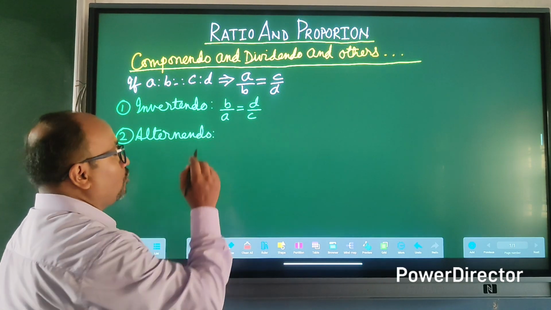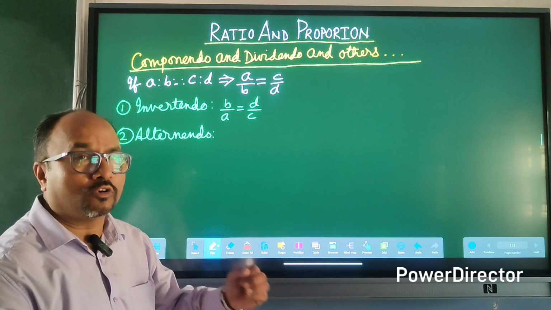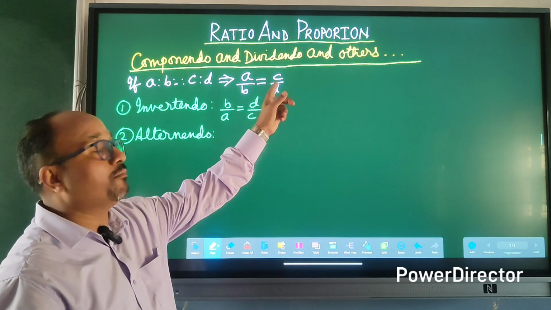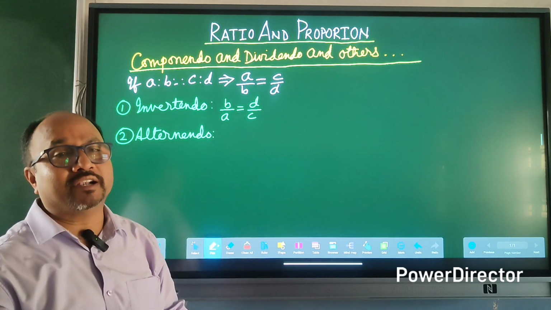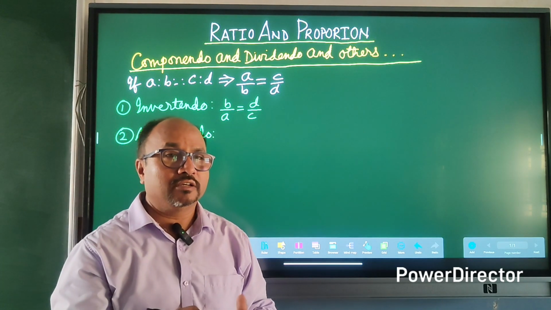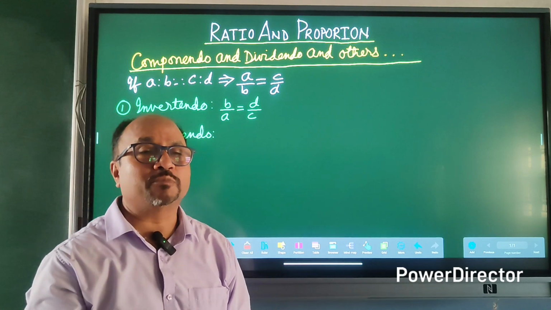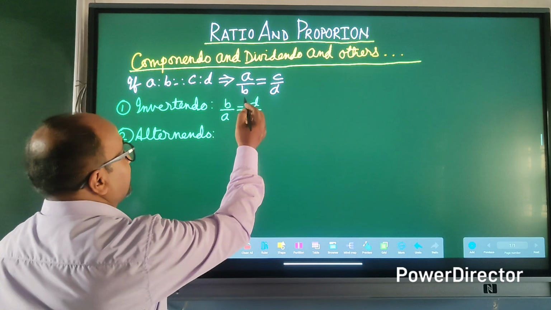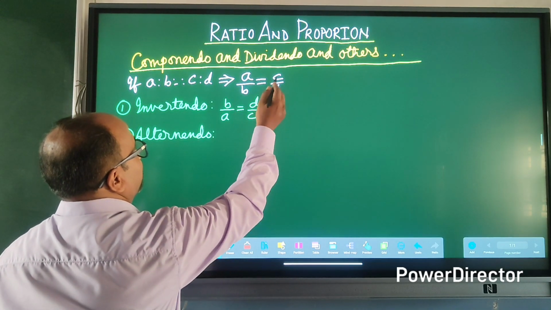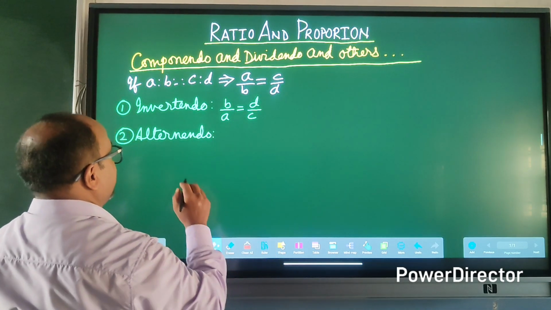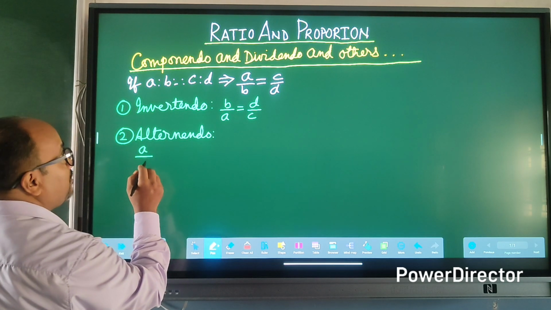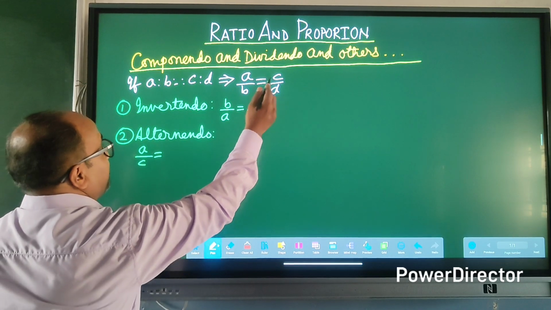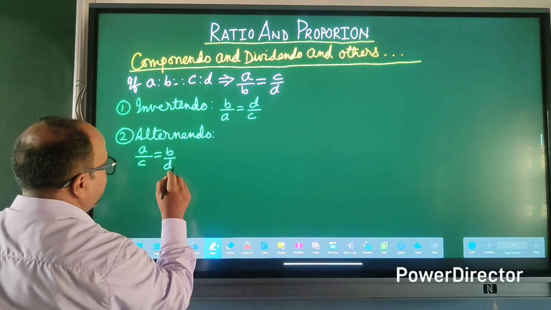The next one is called alternando. You know that when we have this ratio, we cross multiply. So B will multiply with C, and A will multiply with D. When we interchange these two terms which get cross multiplied, it is called alternando. So if I switch between B and C, it will become A by C equals B by D.